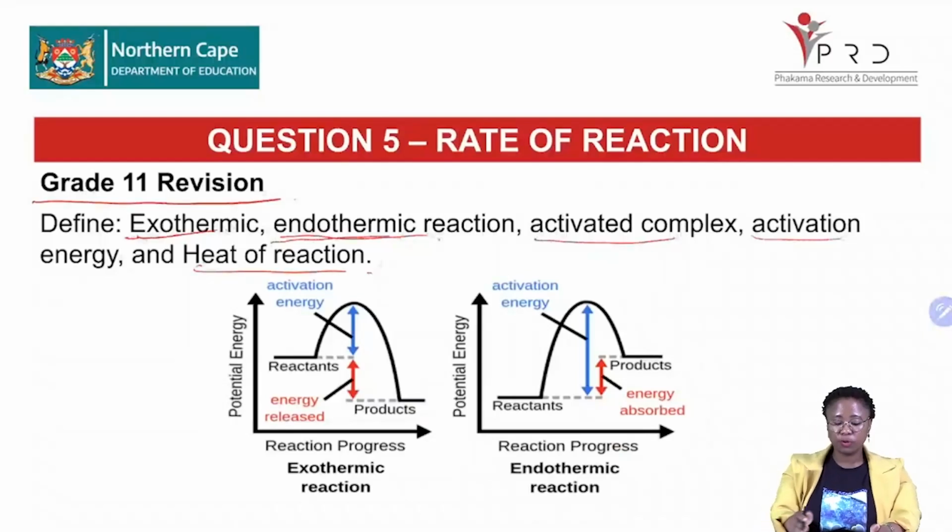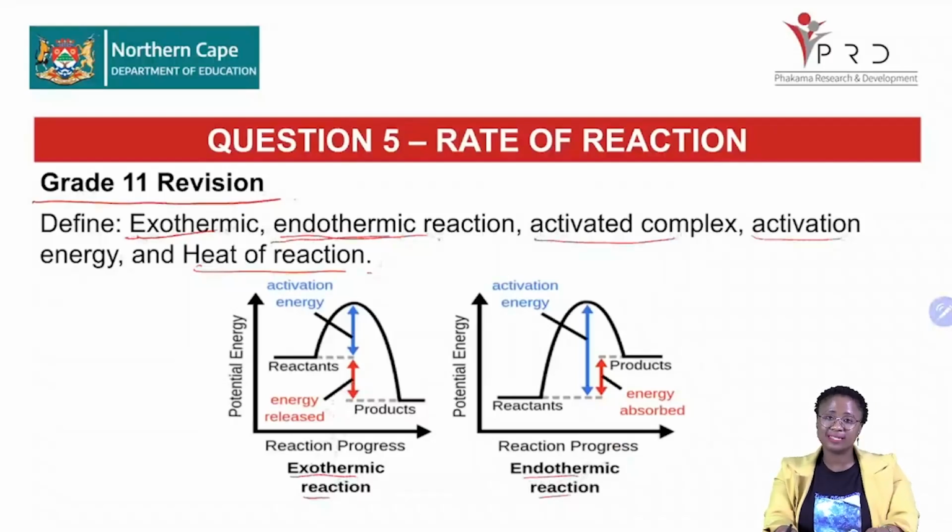Now remember, exothermic reaction means that the energy is released to the surroundings, while in the endothermic reaction energy has been absorbed into the system. And remember the definitions for activation energy as well as activation complex, as well as heat of reactions. Now it's very important to differentiate the differences between the two graphs, which is an exothermic reaction graph as well as the endothermic reaction graph. Remember, this work was done in grade 11.